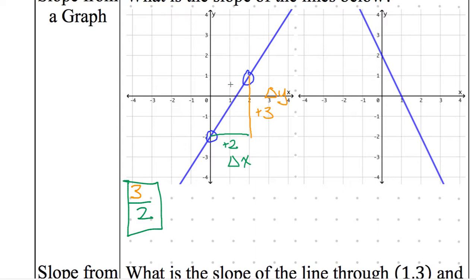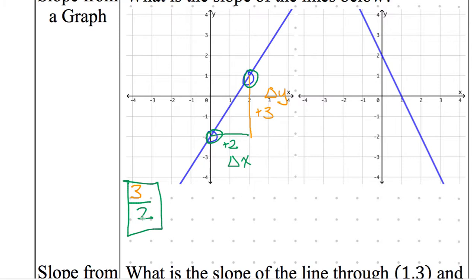The slope of this line is 3 over 2. It went up 3 and it went right 2. If you did it the other direction, for example, if you decided to go from this point to this point, then I would have gotten -3, I would have gone down 3, and I would have gone left 2.